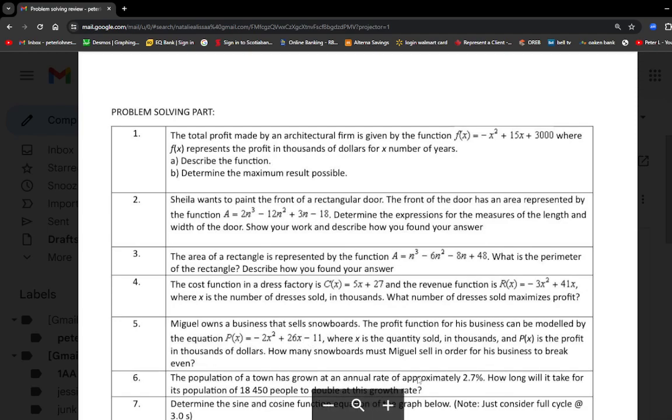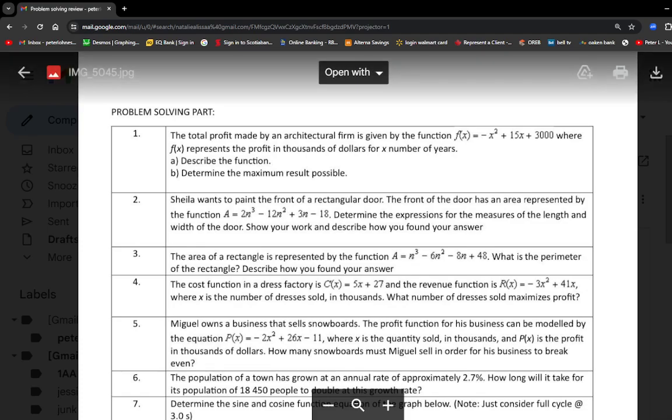The population of the town has grown at a rate of 2.17%. So we'll do that one later.